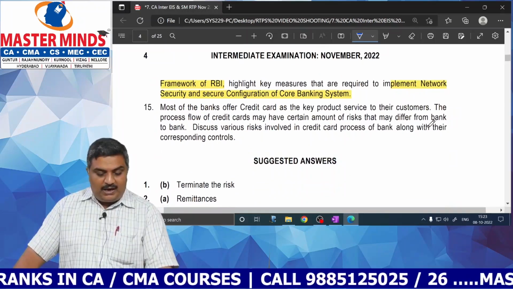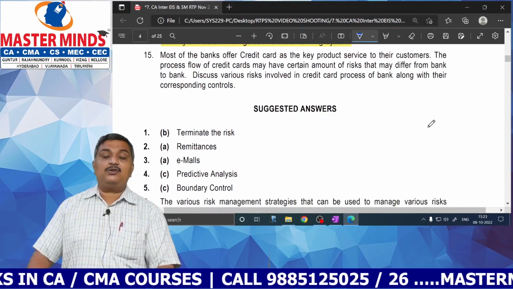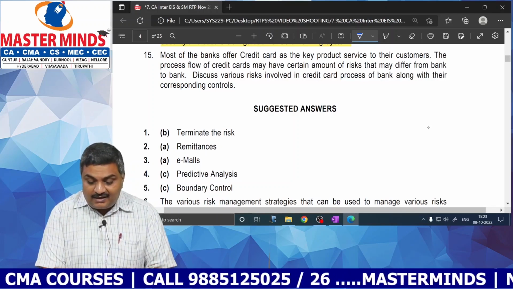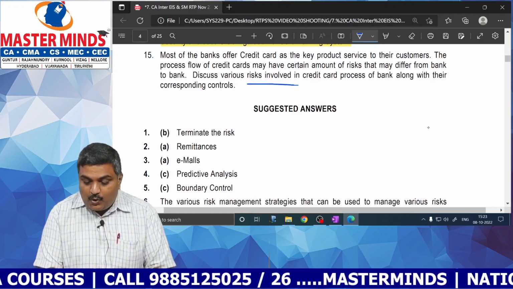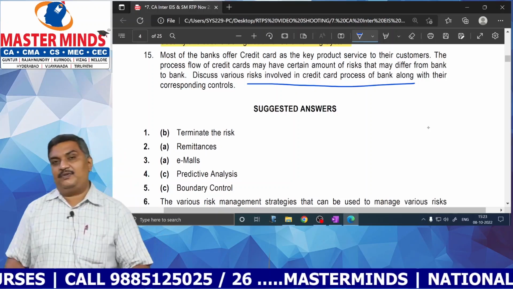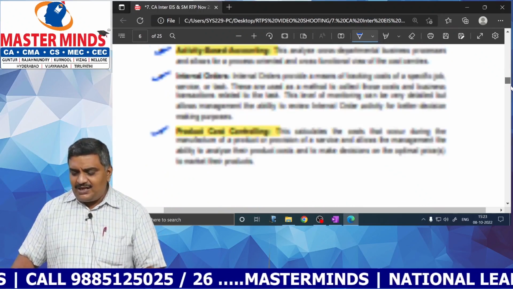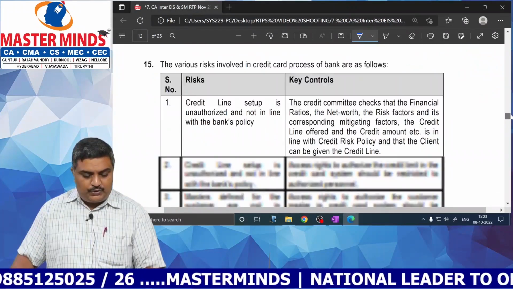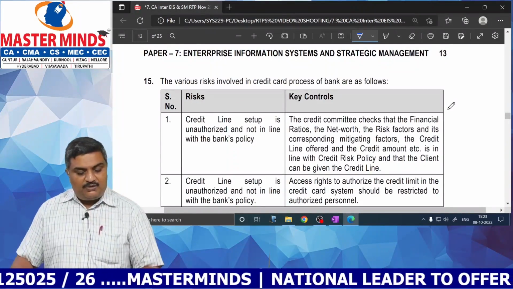And the next one and the last one, most of the banks offer credit cards. Yes, obviously. Now what is asked here? Various risks involved in the credit card process of the banks. This is a common thing, everyone knows, the issuers of the credit card know, the users of the credit card know. What is the first risk?